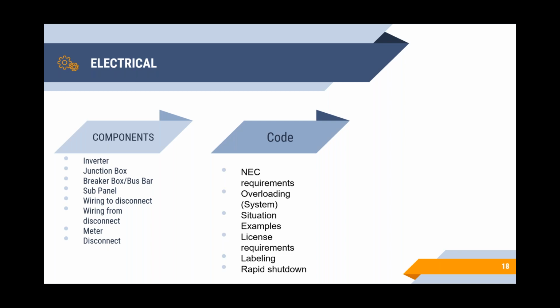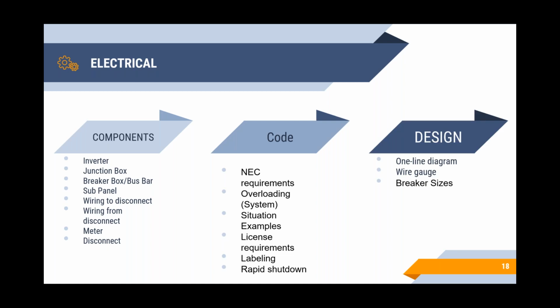And then code, NEC requirements on overloading the system. That's some detail that we will get into on the 8th. And then situation examples we'll go over on the 8th as well. License requirements: just a basic electrical license is usually needed, but it really depends on your local state and city requirements. In some cases, you may need a specific license to work within an area. For example, a larger city may need their own license.